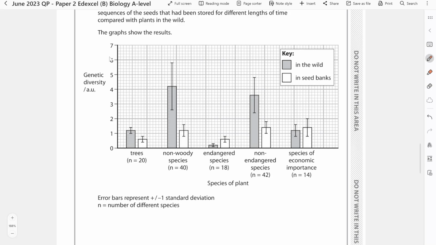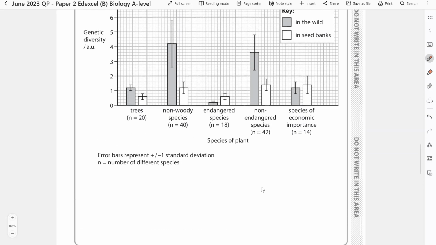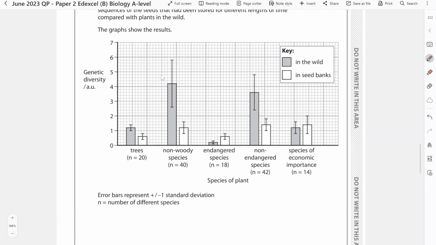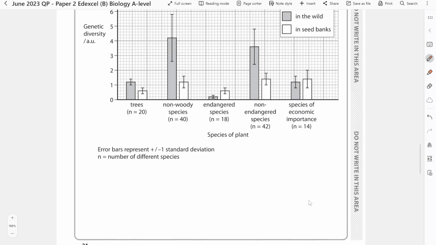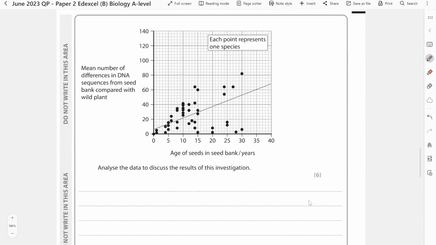Okay, so here we have the graph. The y-axis is the genetic diversity, and the x-axis are the different species of plants. And here we have the error bars, and the error bars represent the standard deviation. If they overlap, then that means that there is no significant difference between those 2 bars. Here we have another graph. The y-axis is the mean number of differences in DNA sequences from seed bank compared with wild plant, and the x-axis is the age of seeds.